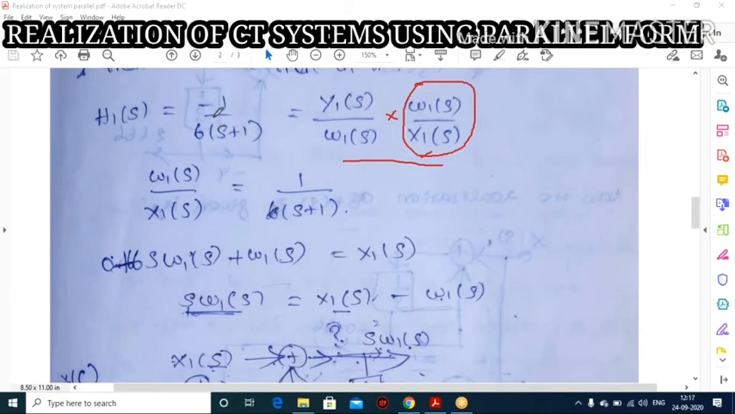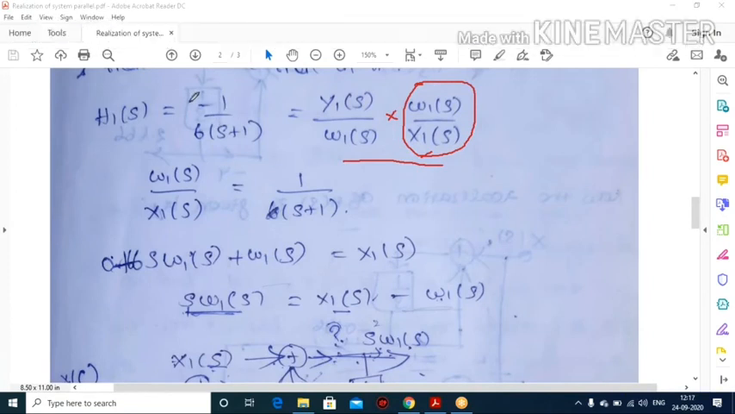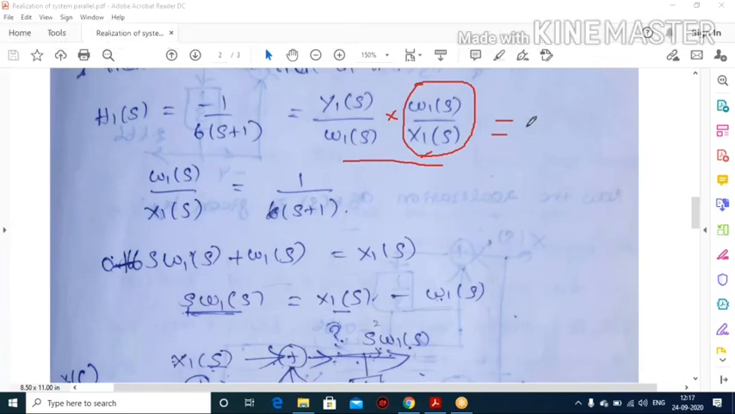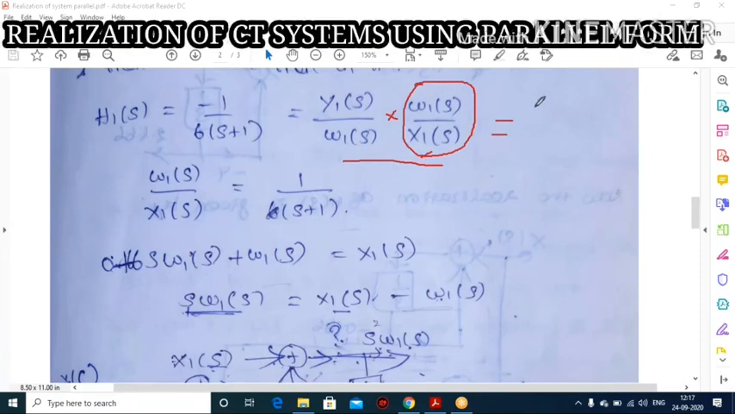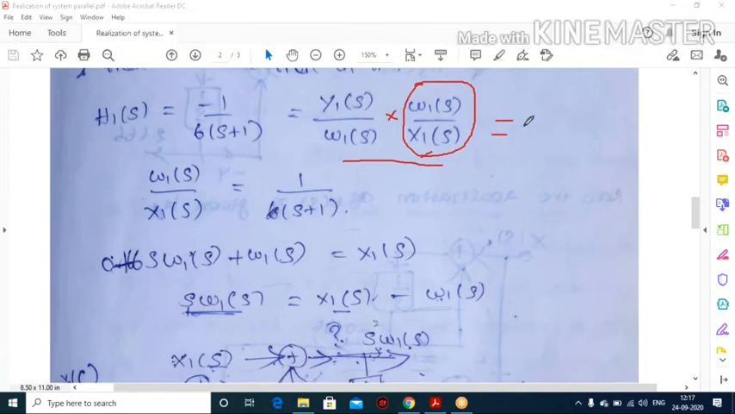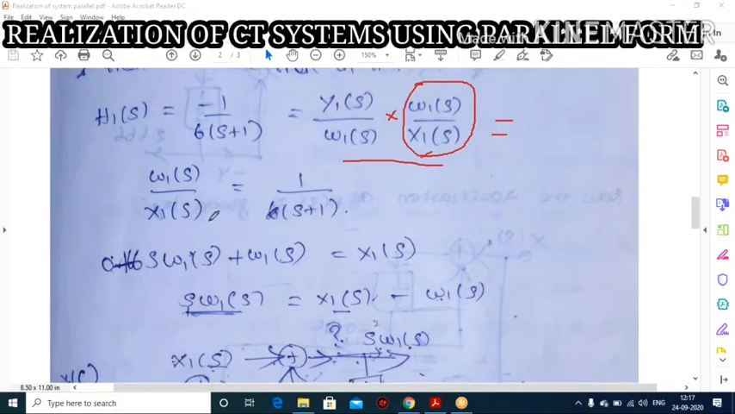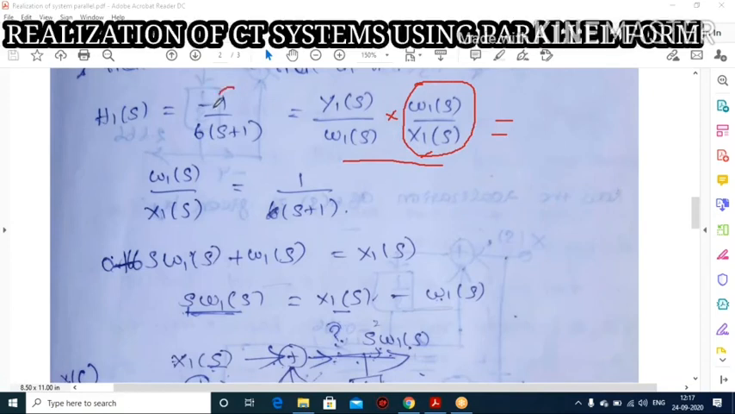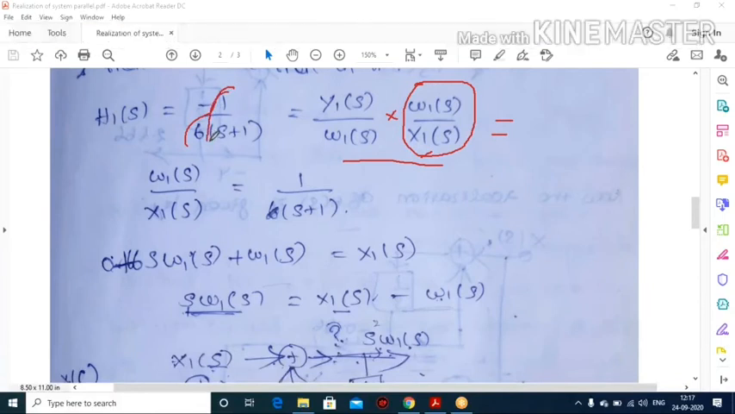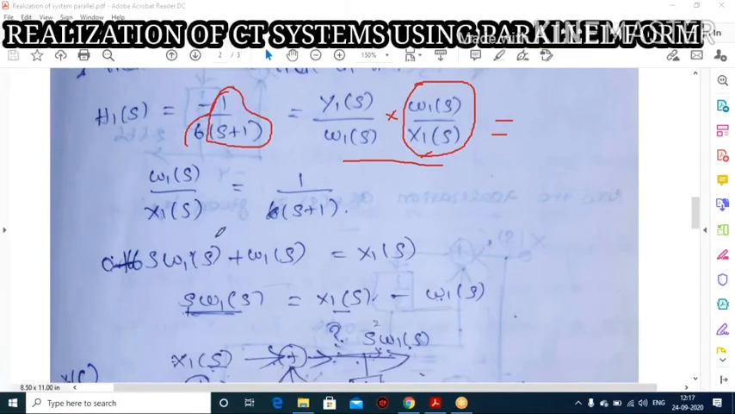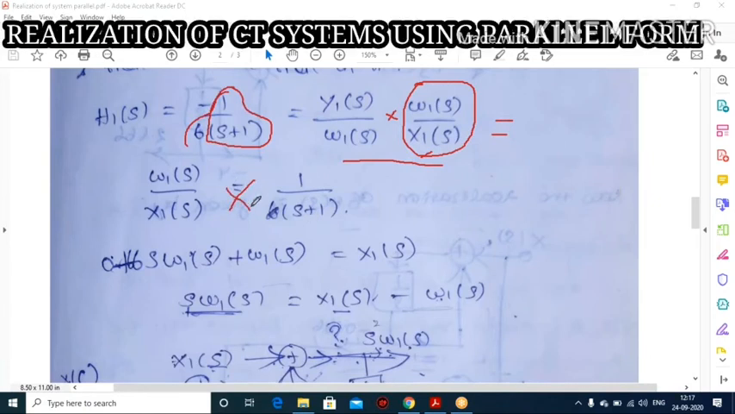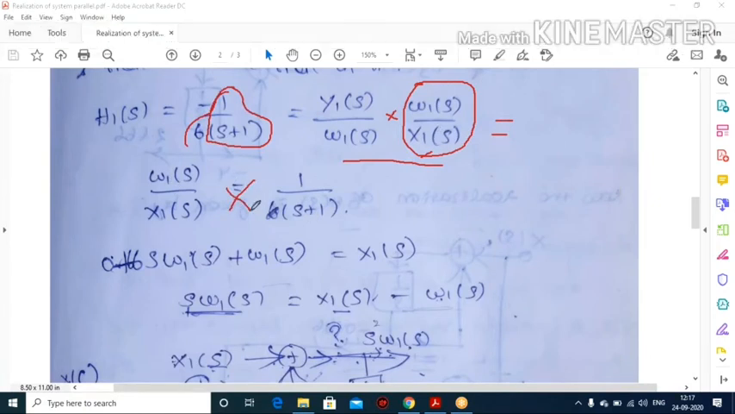Right? Okay, I split these two terms up, how it will be split: minus 1 by 6 into S plus 1. So here first, W1 of S divided by X1 of S is equal to 1 divided by S plus 1. Okay, so this is 1 divided by S plus 1. Now I just cross multiply these two terms. First step, I take down this one.